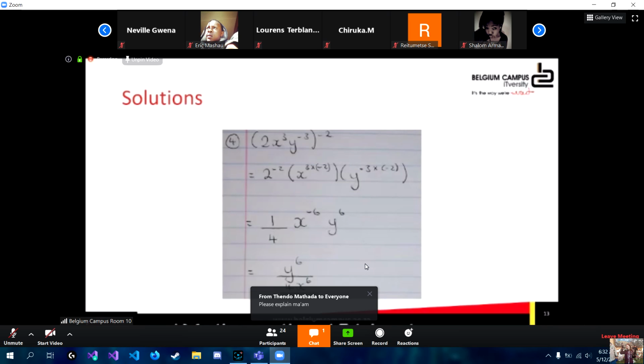Okay, I'll explain. If you look at what is in the bracket, we have a coefficient 2, we have the term x to the power of 3, we have the term y to the power of minus 3. And because everything is in the bracket to the power of that negative 2 outside, it means each term is also going to be raised to that negative power of 2. That's the way you remove the brackets there. Anything in the brackets to the power of something, to remove the brackets, that something should raise each of the terms in the bracket.